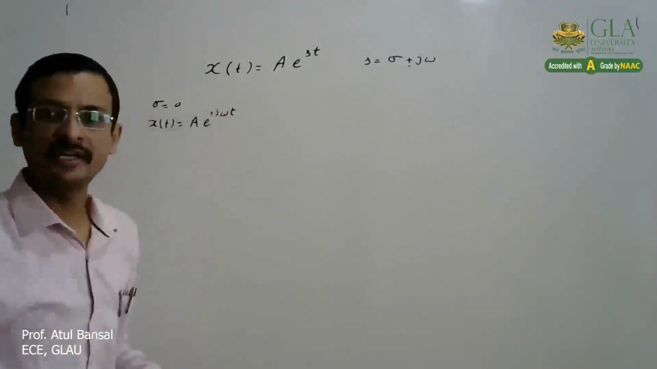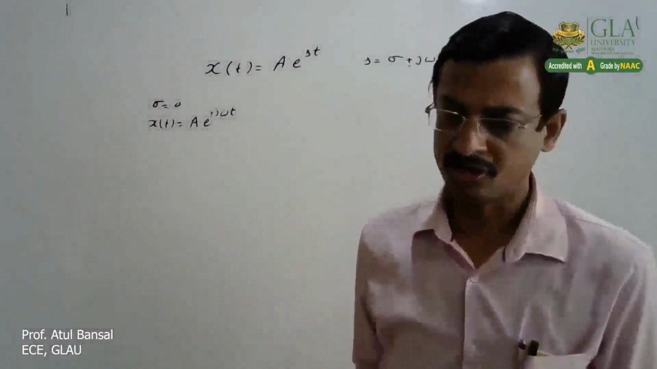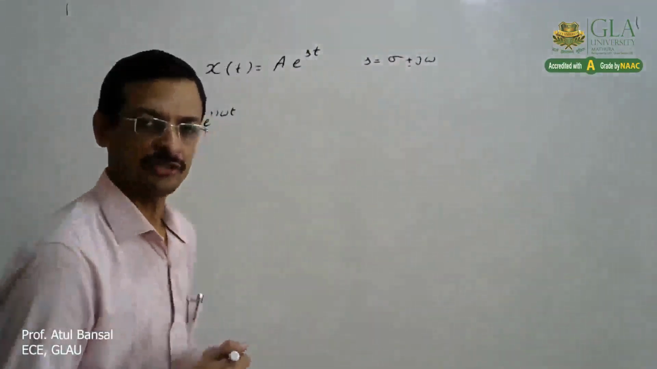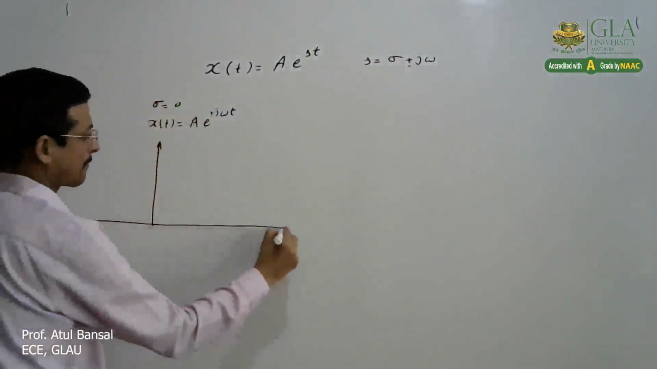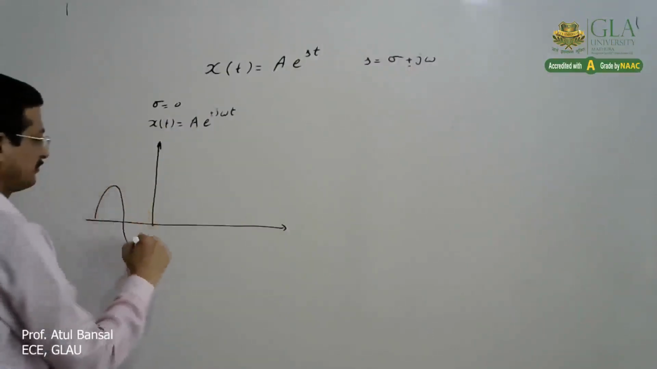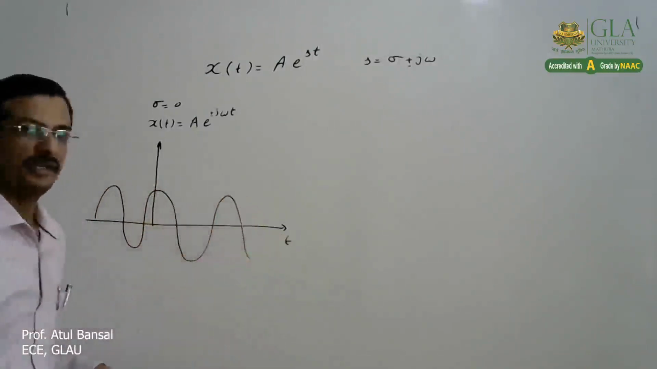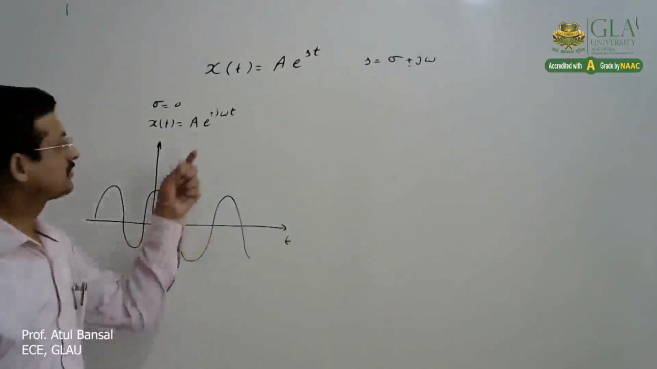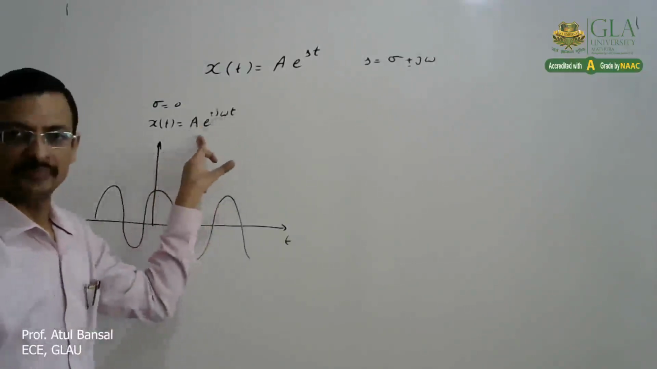From Euler's identity, we know e raised to power j theta equals what? Cos theta plus j sin theta. That means it will be a sum of two sinusoidal signals. So it will simply look like a sinusoidal signal. The phase and timing will depend on omega, and the magnitude will depend on a, right?